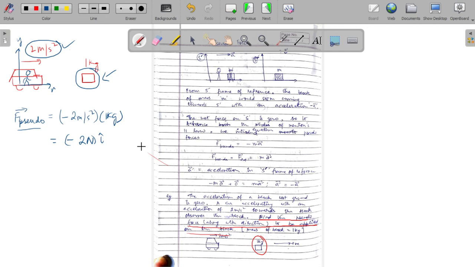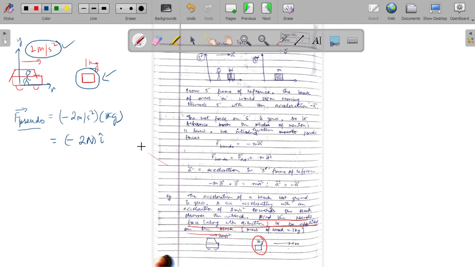So imagine that this car, which is moving with an acceleration of 2 meter per second square, is now moving with a velocity of 2 meter per second. So its observation would be that the 1 kg mass is moving towards it with a velocity of 2 meter per second. So is Newton's first law valid in this case? That is, when I am observing from the car which is moving with the speed of 2 meter per second, I would see the mass 1 kg moving towards me with a velocity of 2 meter per second.